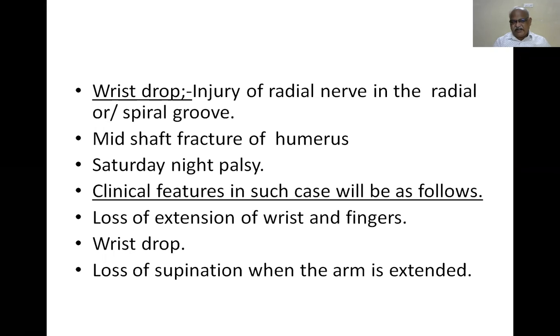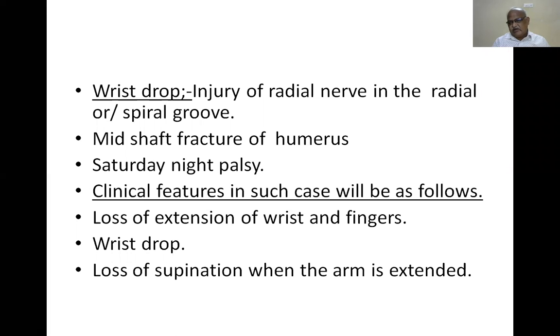So injury of the radial nerve in the radial or spiral groove. Injury of the radial nerve in the axilla. This is the axilla. And injury of the radial nerve at the elbow level. So these three levels of injury can occur to the radial nerve. Number one, first injury can occur at the level of axilla.